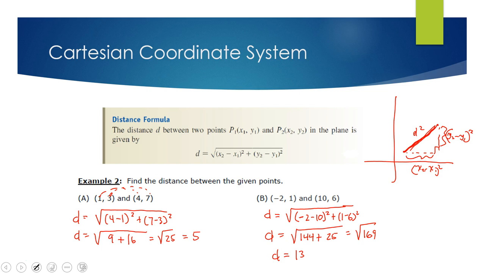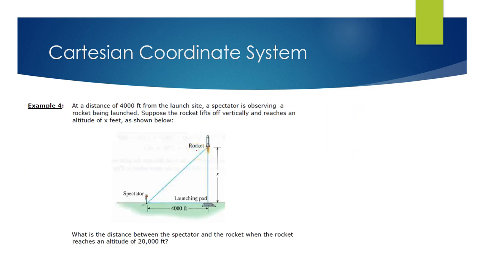So with that being the case, if I deal with other situations, I could probably use the Pythagorean theorem in a similar way to find the solutions to various things, such as this problem right here. At a distance of 4,000 feet from the launch site, a spectator is observing a rocket being launched. Suppose the rocket lifts off vertically and reaches an altitude of x feet, as shown below. What is the distance between the spectator and the rocket when the rocket reaches an altitude of 20,000 feet? So basically you have the spectator here.